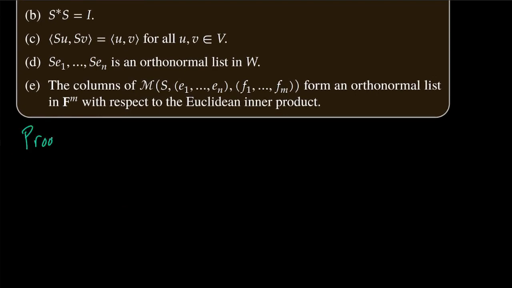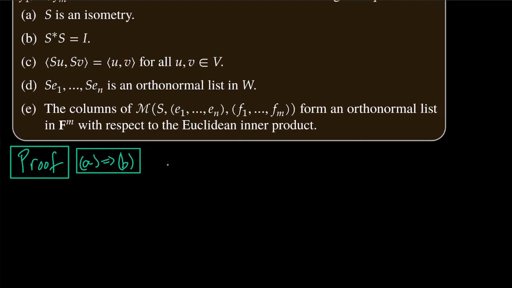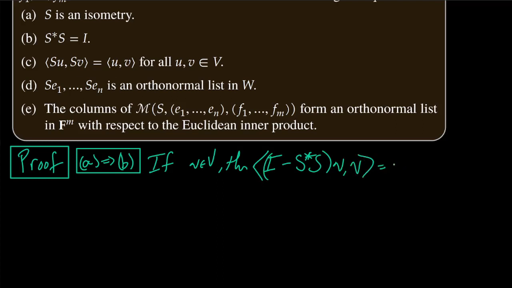All right, proof. First off, for A implies B, which I will scroll up to now. So A, we're going to say S is an isometry, and then we're going to show that S adjoint S is equal to the identity. So notice this. If v is in V, then, okay, here's what I'm going to do. I'm going to take I minus S star S. I'm going to show that this thing is 0 by taking the inner product of it applied to v with v, and noticing that I can turn this into, well, check this out, the inner product of v, v, minus the inner product of S star S v, v.